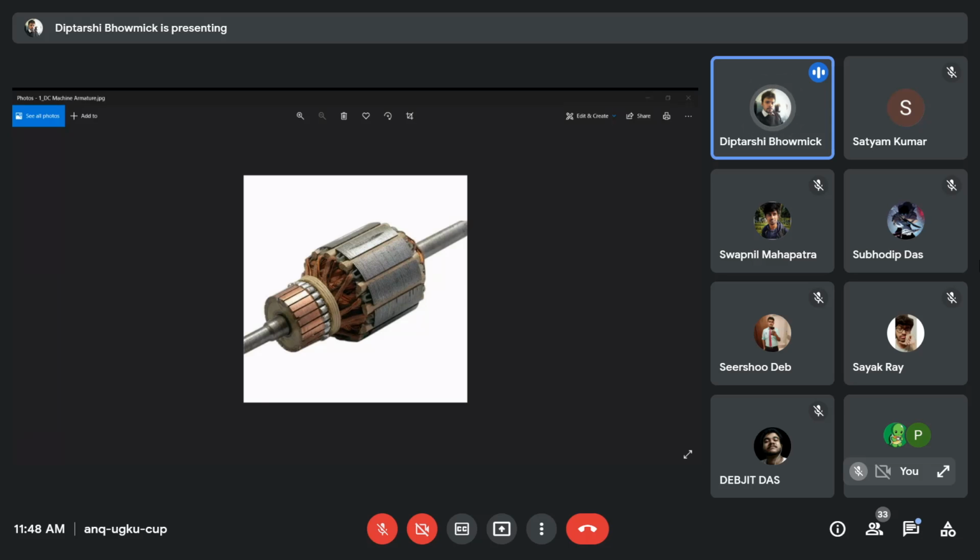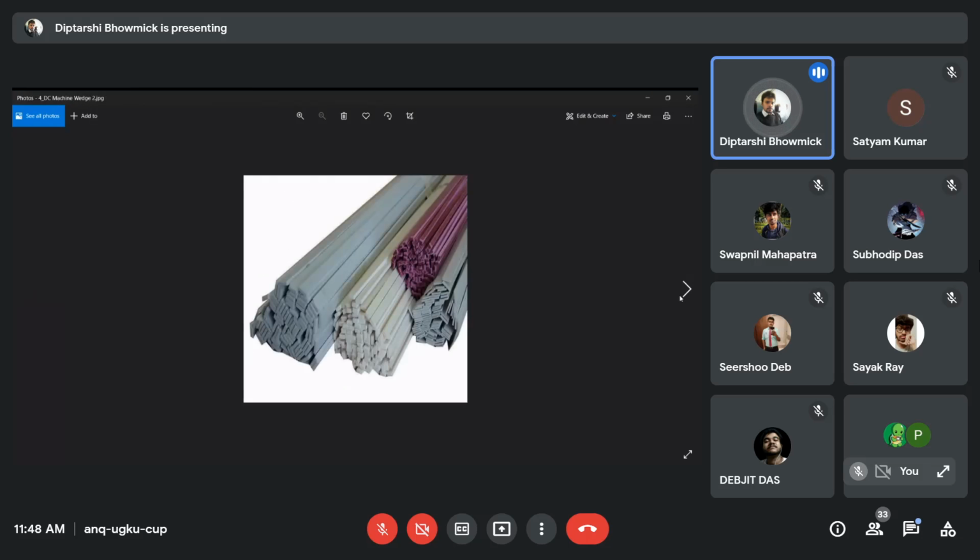Okay. Then we have to come to the field, because it is the field winding. Number of plain poles, number of interpoles. We have to know what the poles are and what the interpoles are.